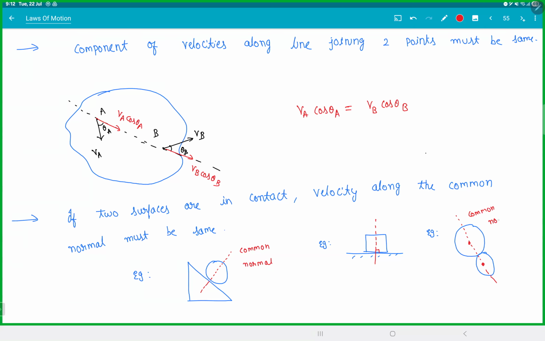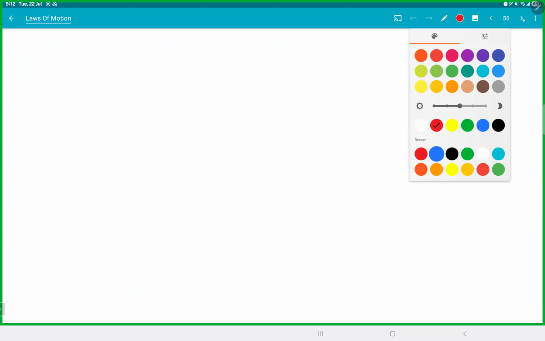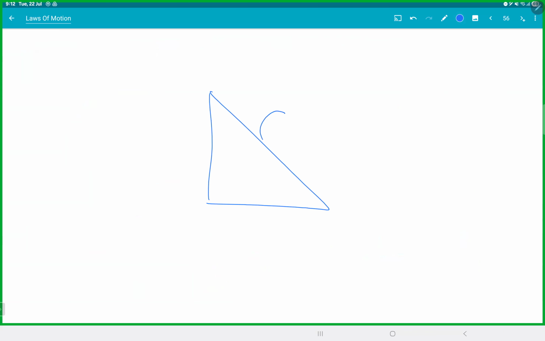So if two balls are colliding or doing something, the velocity along the common normal must be the same. Again, think about it. If it is not the same, what will happen? If the velocity is not the same, there are only two possibilities. If V1 is greater than V2, this ball will fly off. If V2 is greater than V1, this ball will go into the wedge. Both are not acceptable. That means they must be equal.